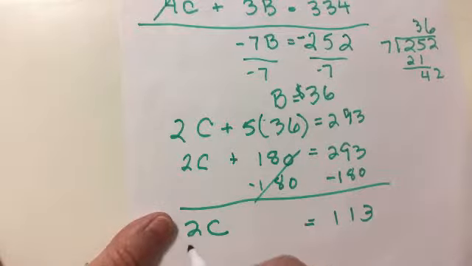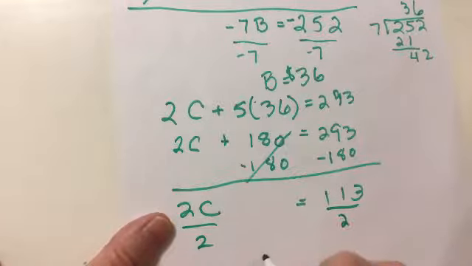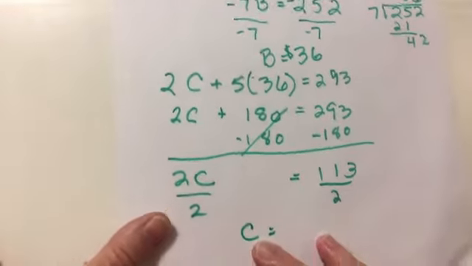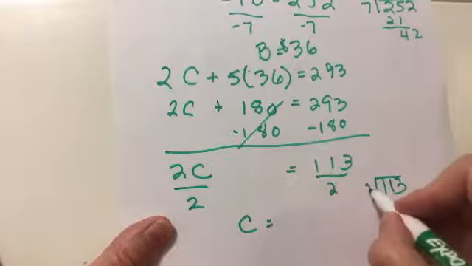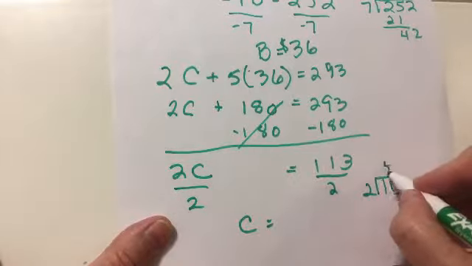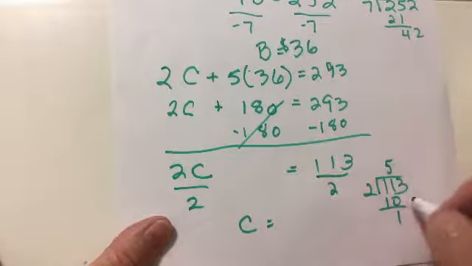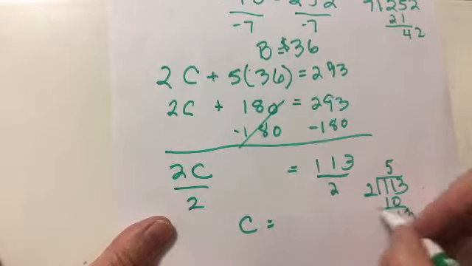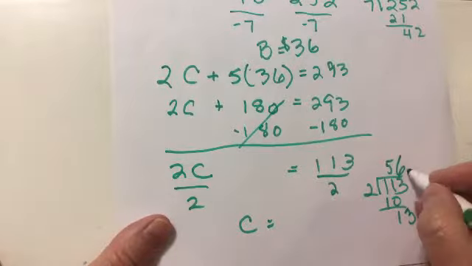Okay, so I divide by 2, I divide by 2, and I wind up with c is equal to 113 divided by 2. 2 into 11 goes 5, 10, 1, and then that's going to be 3, is going to be 6, and 50.